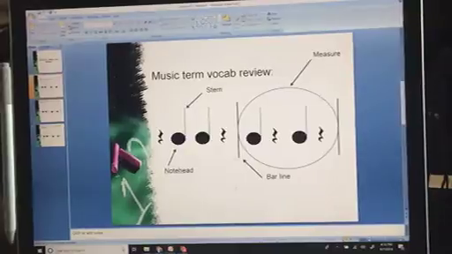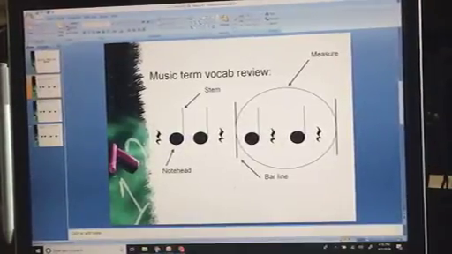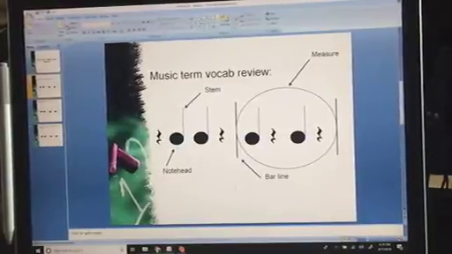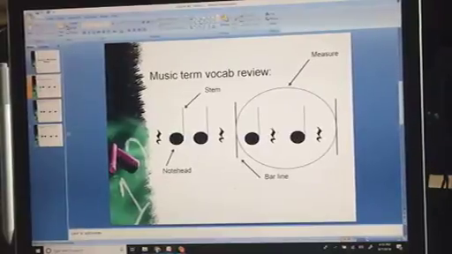So when you have two bar lines, what's in between? That's a measure. Even though there's one bar line here and there's not one here, you can put one here. That is a measure too. So this is a measure. This is a measure. That's what it basically is.